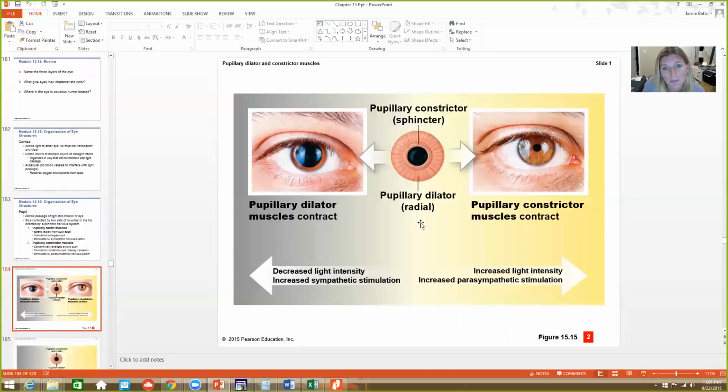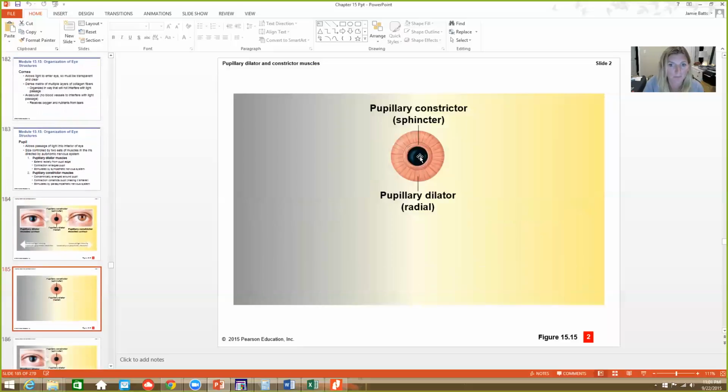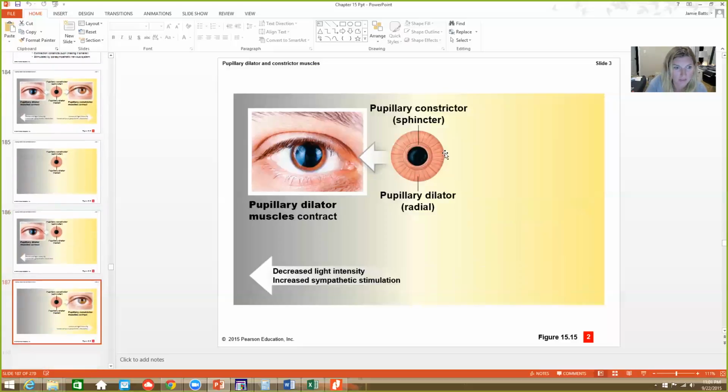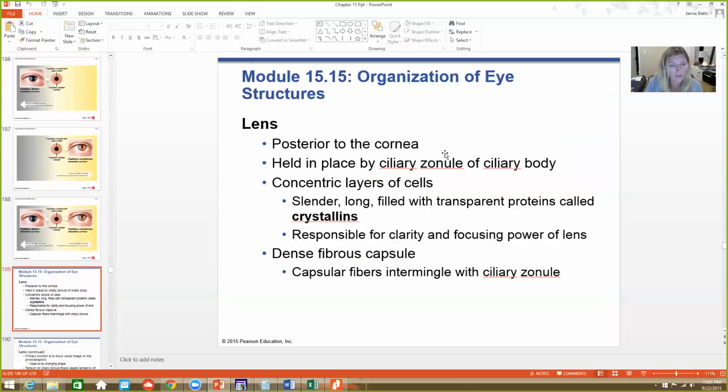Here you see what I mean. Pupillary constrictor muscles. There are two layers, and we're about to talk about them. But basically, one is controlled by sympathetic and one is controlled by parasympathetic. The constrictor is the interior, the dilator is the exterior.